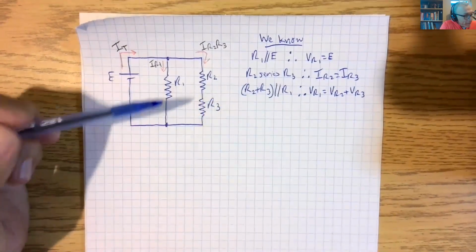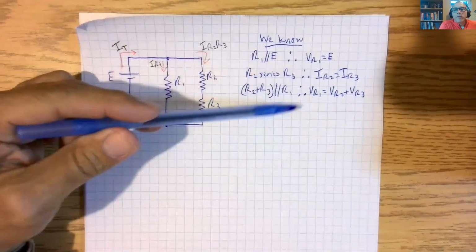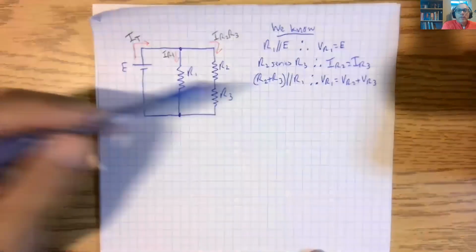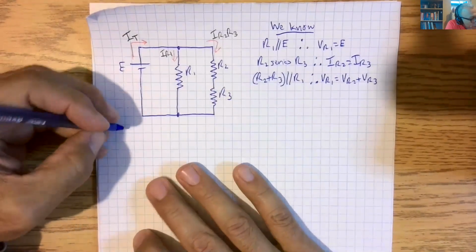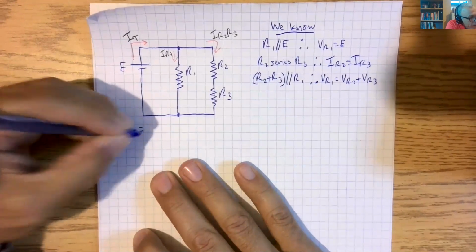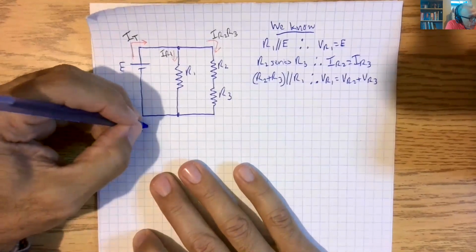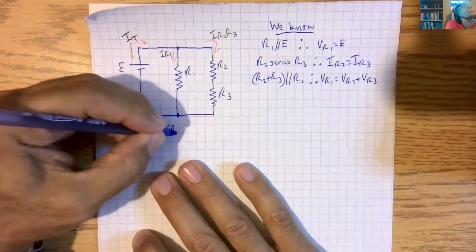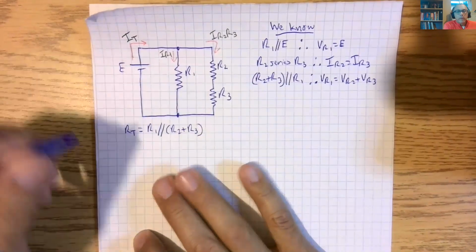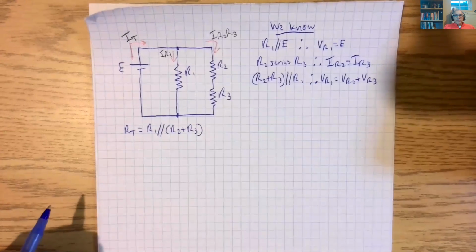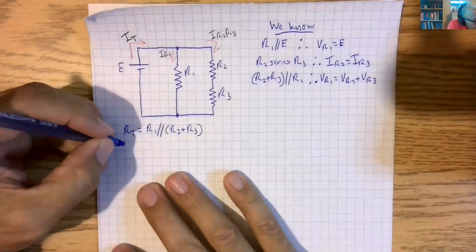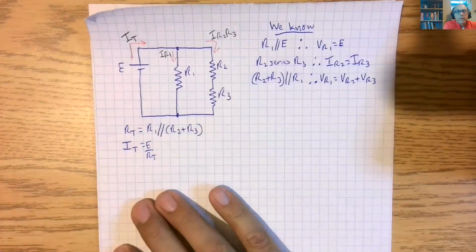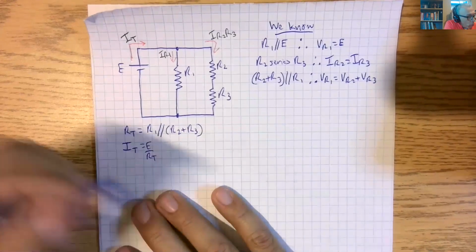So what we have here is all these principles, okay? We have all these principles here. So what do we know about this circuit now, to take these and go further? So we know that RT is equal to R1 in parallel with these two together, R2 plus R3. All right, we know that. So we know that IT is equal to E over RT. Okay, we know that. That's Ohm's law.